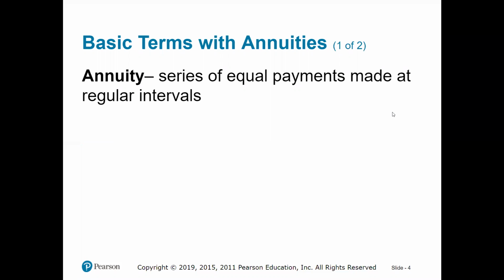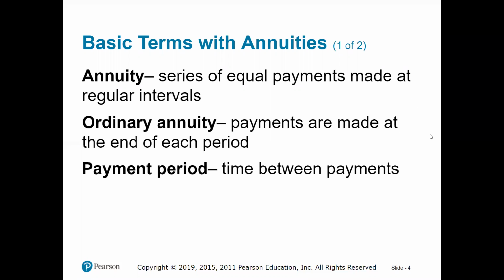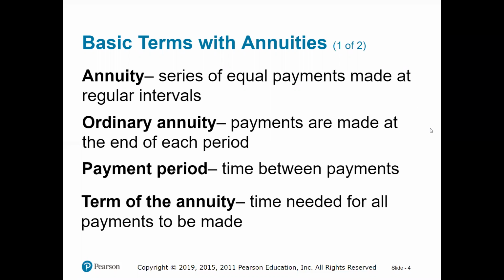So an annuity is a series of equal payments made at regular intervals. An ordinary annuity is payments made at the end of each period. A payment period is the time between payments, and the term of the annuity is the time needed for all payments to be made. So whenever you hear about your grandparents, or in my case now my parents, talking about retirement, and they're living off of pensions and stuff like that, all of that is a type of annuity.